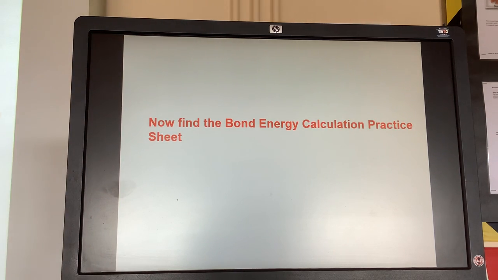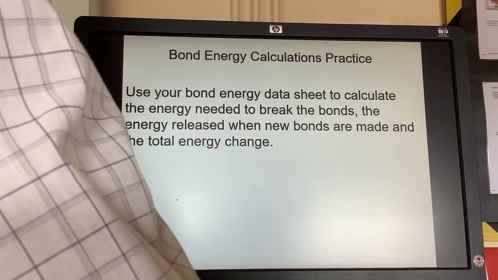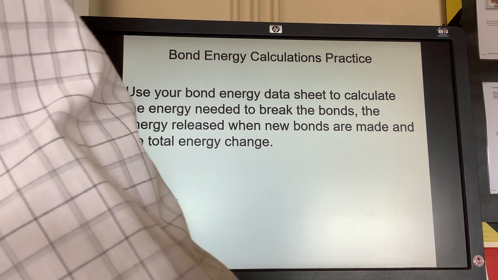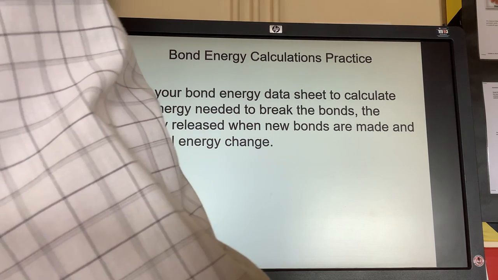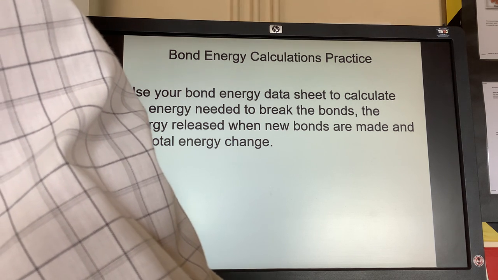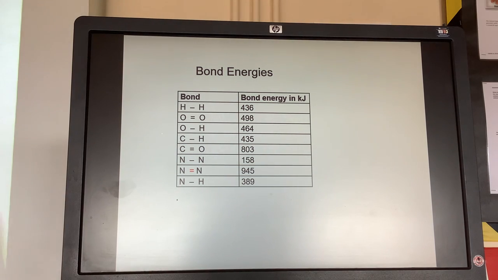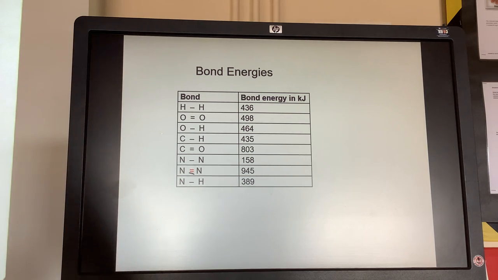What you're going to do now is find the bond energy calculation practice sheet. Pause the video while you find that. And we're going to use your bond energy data sheet. You've got that as well, so it's like an A5 sheet. Calculate the energy needed to break the bonds, the energy released when new bonds are made, and the total energy change. That looks complicated. You're going to need that sheet. Hopefully you found that. One thing to mention, the nitrogen bond on this sheet is actually a nitrogen triple bond. Three lines. I couldn't get the computer to do that. You just want to amend that sheet.